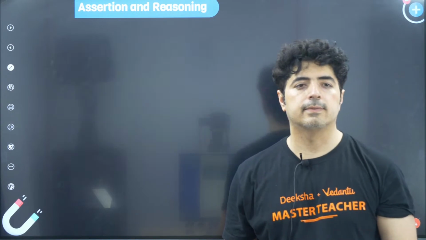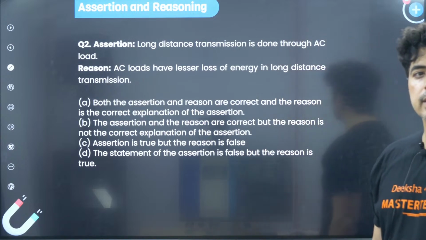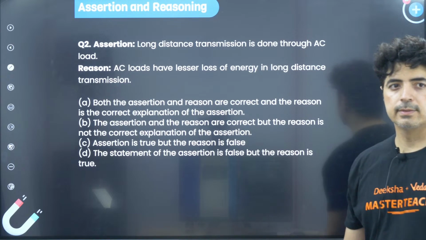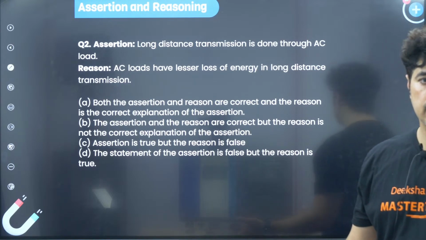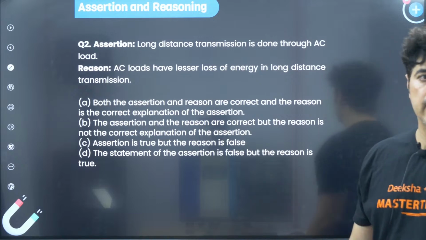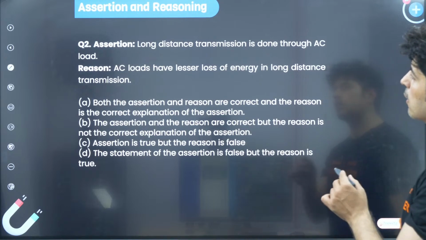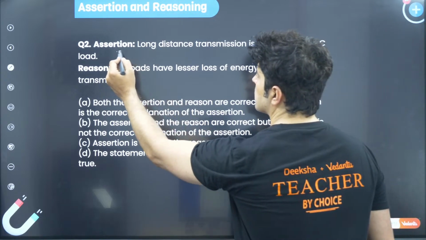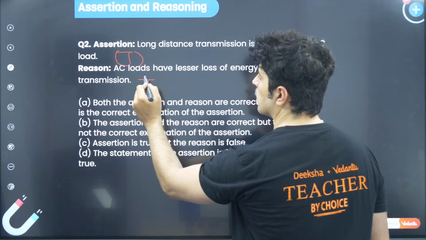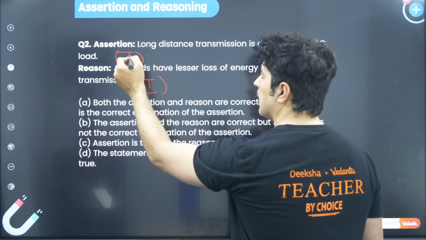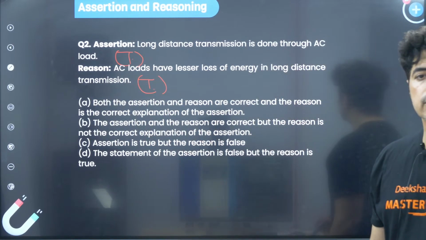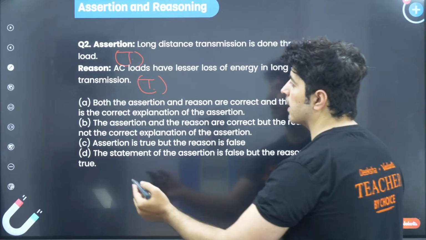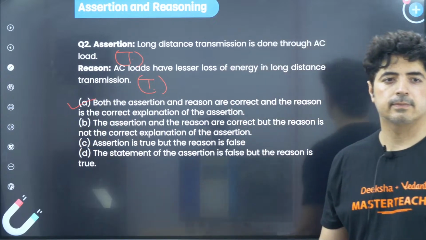Next one. Let's do the next problem. Assertion: long distance transmission is done through AC load. Yes, we do that. Reason: AC loads have lesser loss of energy. Is it true? This is also true. So this is true, this is also true, and the reason is able to explain the assertion. I can see in the comment box people writing A, and A is the right answer. Absolutely correct.